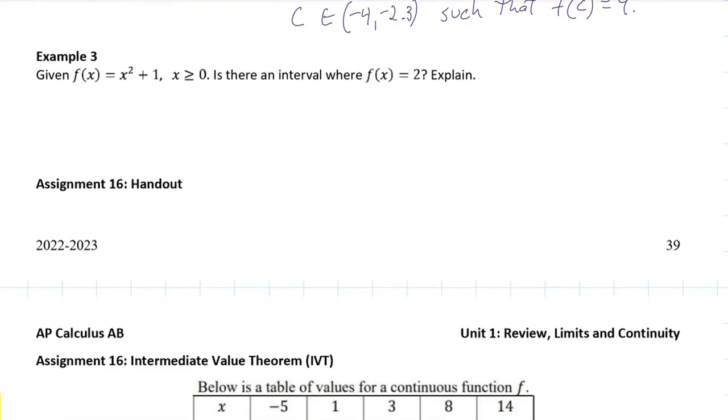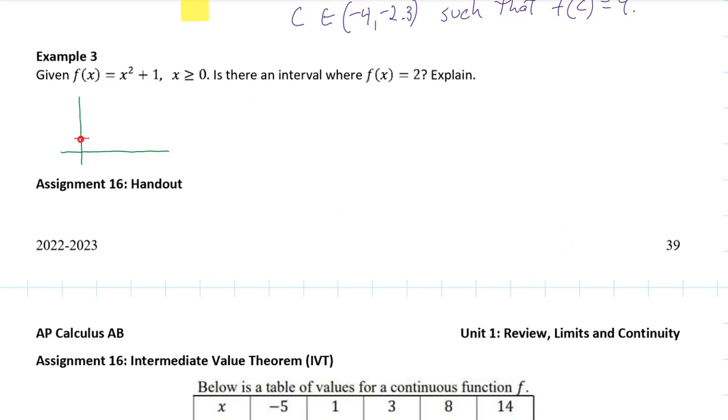And then in example 3, they don't give us a t-chart, they don't give us anything, they just say, look, given this function for all x greater than 0, so given f of x equals x squared plus 1, where x is greater than or equal to 0, is there an interval where f of x is equal to 2? Now, if you know what this graph looks like, and again, this is important in calculus, I'm going to sketch a graph of this. It starts at 0. If I plug in 0 to the function, I get 0 squared plus 1, which is 1. So the function starts right here at (0, 1).